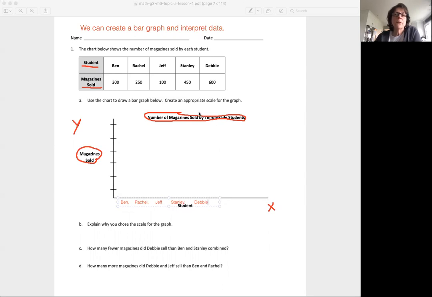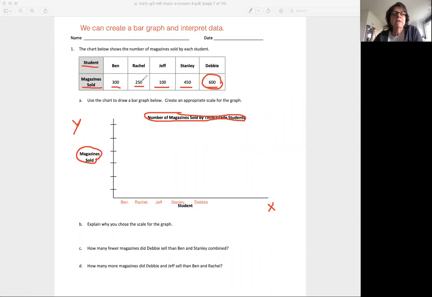Now we have to determine an appropriate scale for the graph. In order to do that, I'm going to look and see what numbers I have to put in my bar graph: 300, 250, 100, 450, and 600. It's important to know what my biggest number is going to be. My biggest number that I'm going to have to chart will be 600. If I look at these little hash marks they've given me, I can count these: 1, 2, 3, 4, 5, 6. That makes me think maybe the top one could be 600 and I could count these off as hundreds.